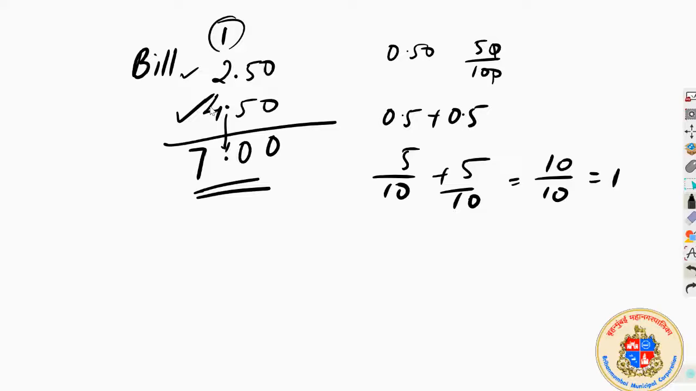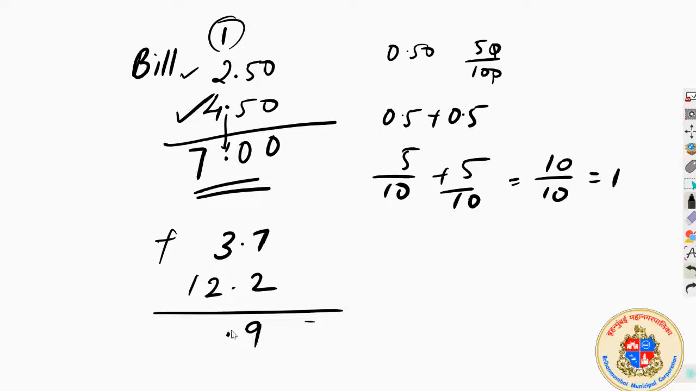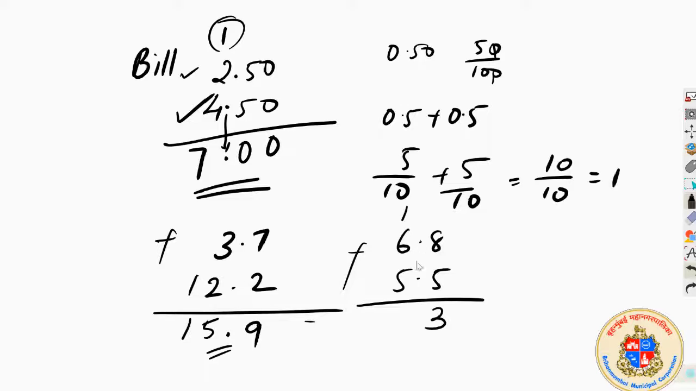may create a little bit of complication if you have to add numbers like 3.7 plus 12.2, for example. You will put the addition symbol, 7 plus 2, 9, nothing to carry, simply put the point here, 3 plus 2 is equal to 5, and 1 will be as it is, 15.9. But on the other hand, 6.8 and 5.5, if you are adding, what will happen? 8 plus 5 is equal to 13, you will carry 1, the point as it is down. 6 plus 5 plus 1 is equal to 12. It will be 12.3.